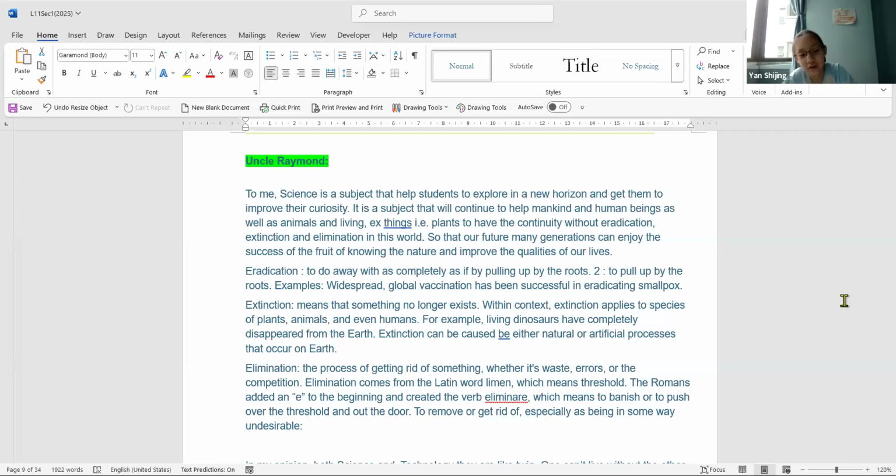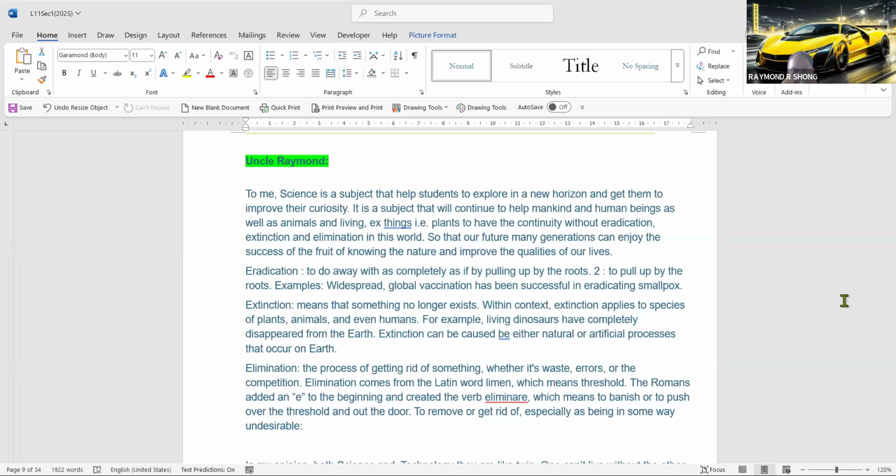Eradication: 1. To do away with as completely as if by pulling up by the roots. 2. To pull up by the roots. Example: widespread global vaccination has been successful in eradicating smallpox. So eradication in Chinese means 就是连根拔起，把那个根拔起来呀。 Eradication. Back to you, Jensen.